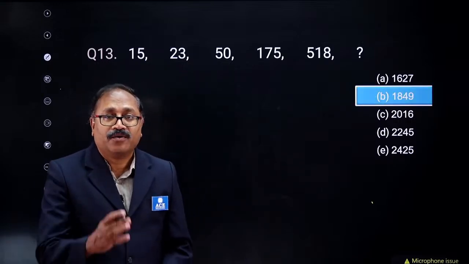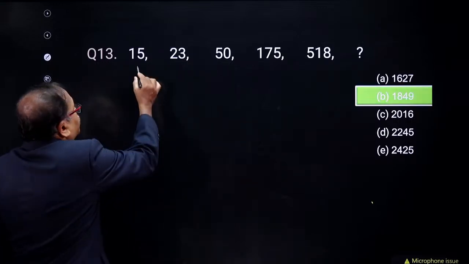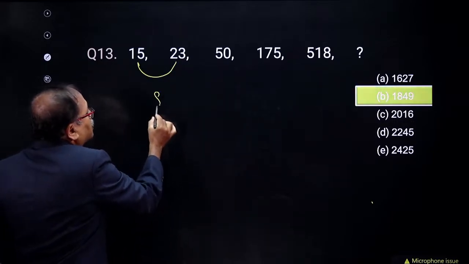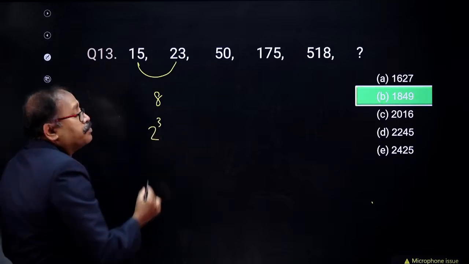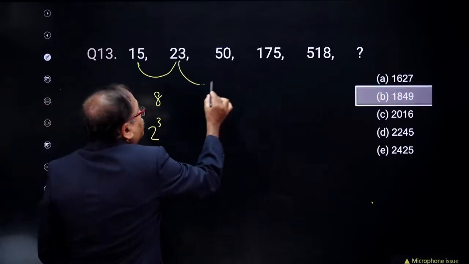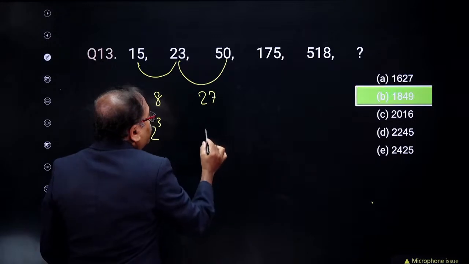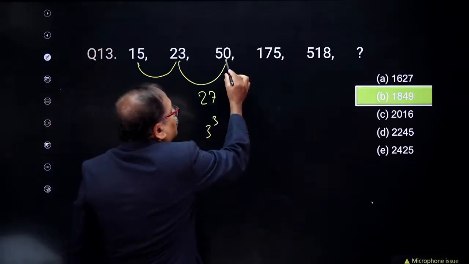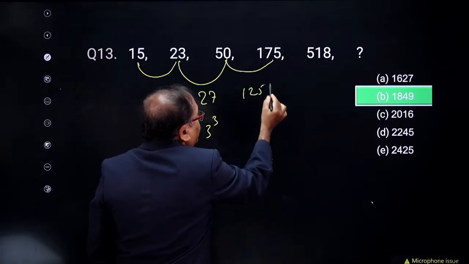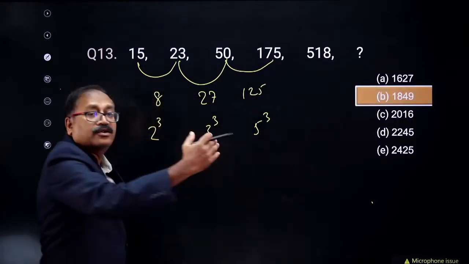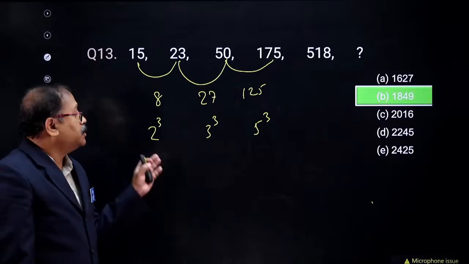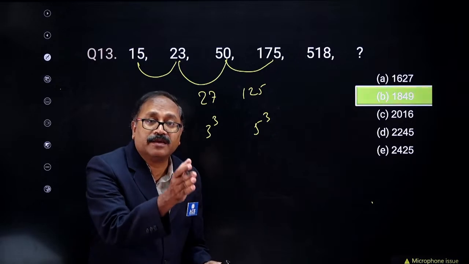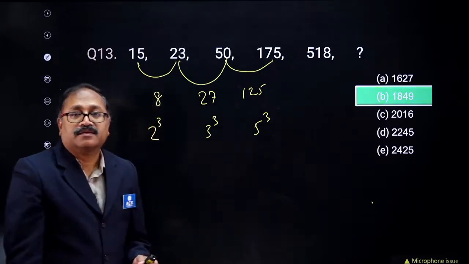1849. What is this? Look at this part. From here to here, I notice that the difference is 8, and I know that 8 is 2 cube. So what is the difference from here to here? This is 27. I know that this is 3 cube. So these cubes you are expected to know. 125. I know this is 5 cube. I got the order. Then 2, 3, 5. This indicates the prime number cubes.